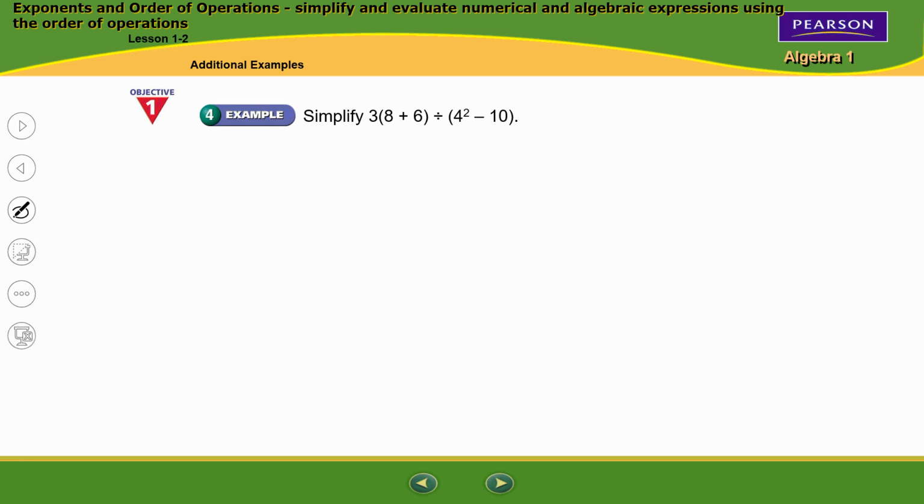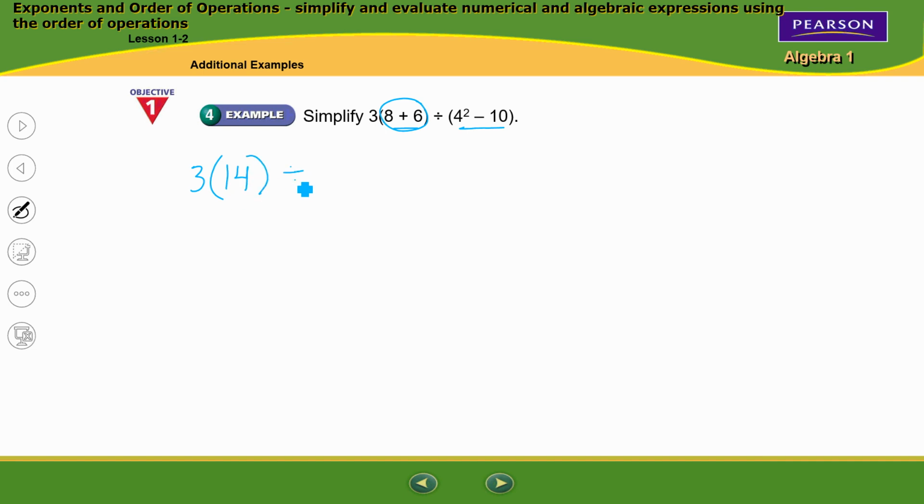Simplify 3 times (8 plus 6) divided by (4 squared minus 10). So we've got parentheses here for the first time. We must do all work in the parentheses before we do anything outside of the parentheses. So we must do this first, and we must do all of this as well before we do anything else. So the 3 is going to stay. And the first thing I'm going to do is 8 plus 6, which is 14.